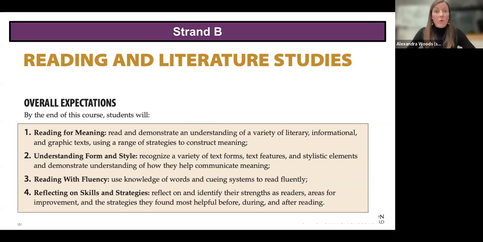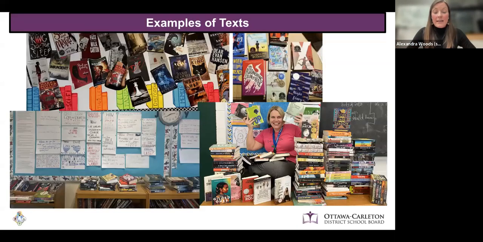So within reading and literature studies, some students might read whole class texts with their teachers, or they might read independently and get to choose their texts. And they're really exposed to a variety of texts, including narrative, informational, persuasive, and multimodal texts. So here are actually some examples of texts that students are reading in the grade 9 classroom this semester.